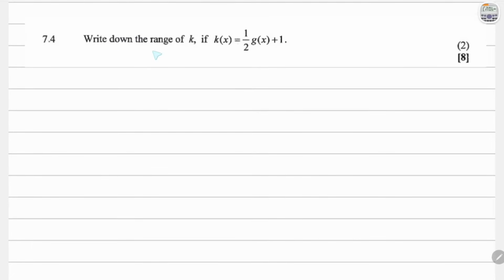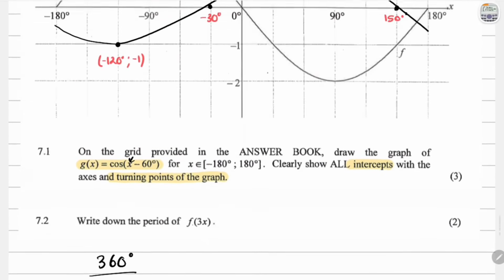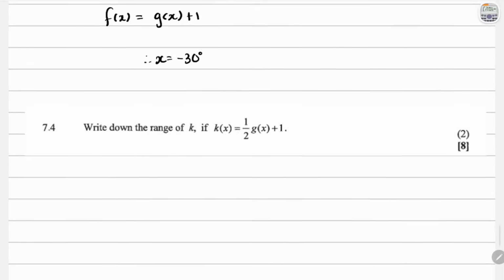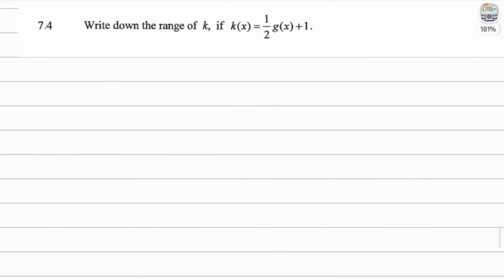Question 7.4 says, write down the range of k if k of x is equal to a half g of x plus 1. Okay, so it's the graph of g of x. And with the graph of g of x, you see that there was no upwards or downwards shift. So it's just really this graph. We don't have to overconsider the x minus 60 degrees because that affects the x values, not the y values. At the end of the day, this graph is still a cos graph.